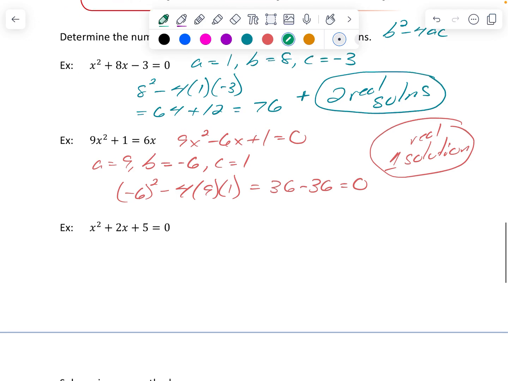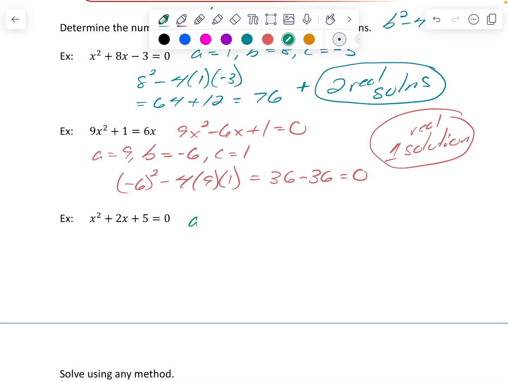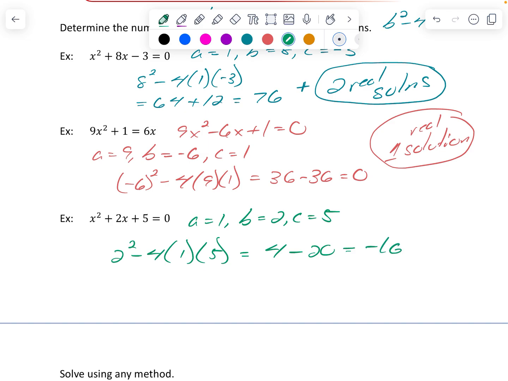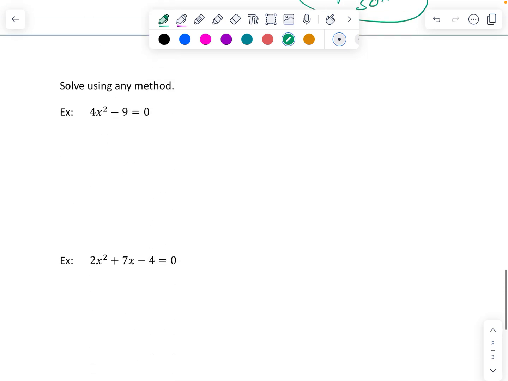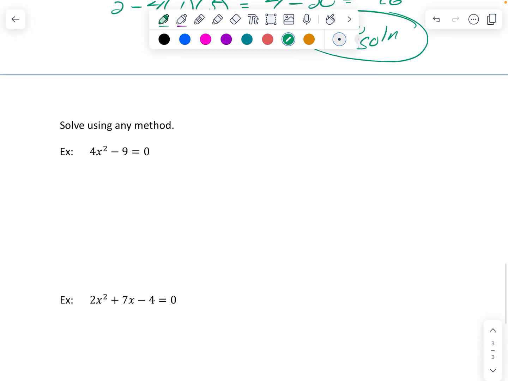And finally, we have a equals 1, b equals 2, c equals 5. b squared minus 4ac equals 4 minus 20 equals negative 16. Okay, since it's negative, we get no solution. No real solution.